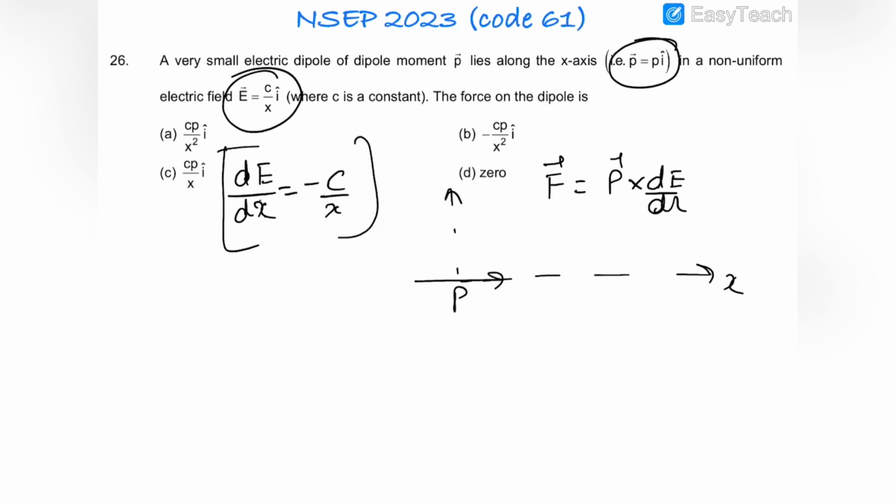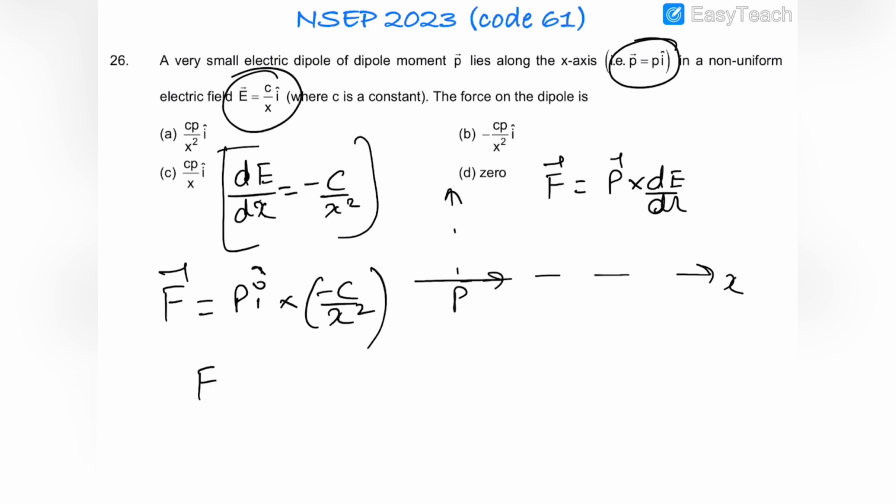This negative sign shows that on moving in the direction of the electric field, the field is decreasing, and therefore the force acting on the dipole F would be P, which is P i cap, into dE by dr, which is minus C by x square.